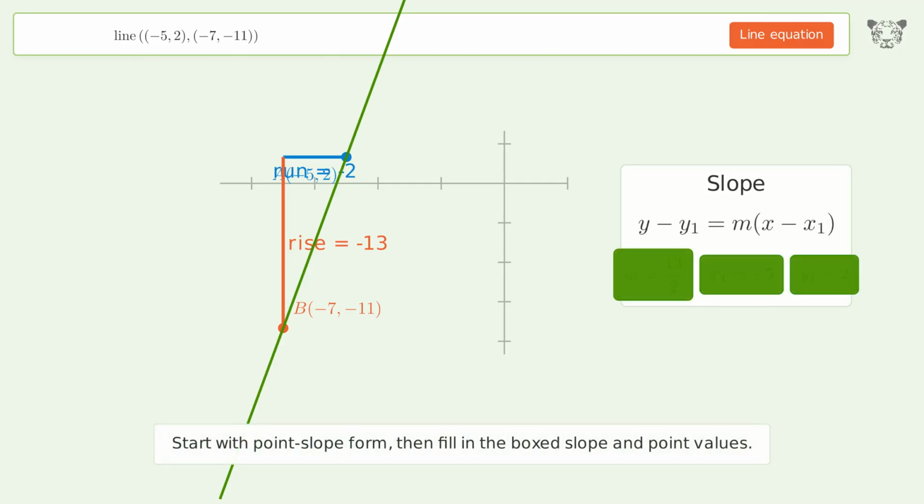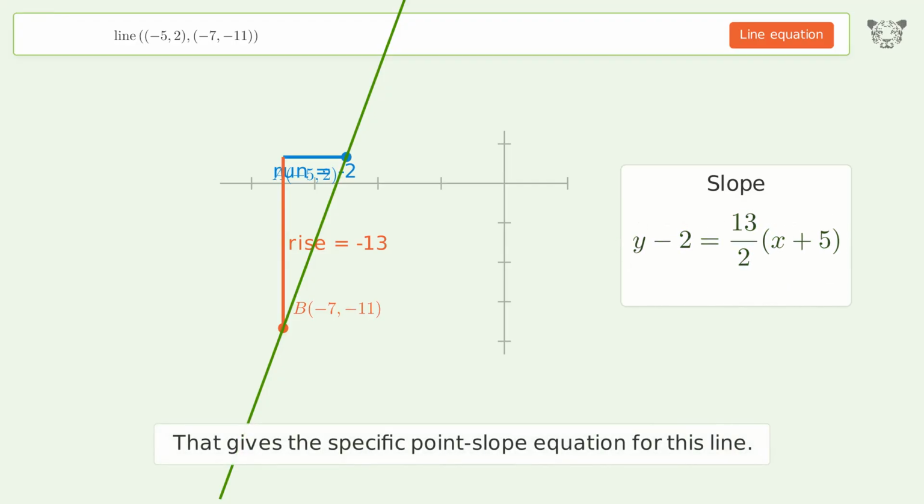Start with point slope form, y minus y1 equals m times x minus x1. Then fill in the boxed values. Slope is 13 over 2, x1 is -5, and y1 is 2. That gives the point slope equation for this line.